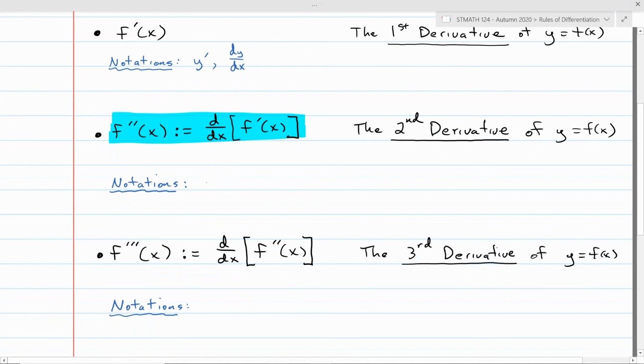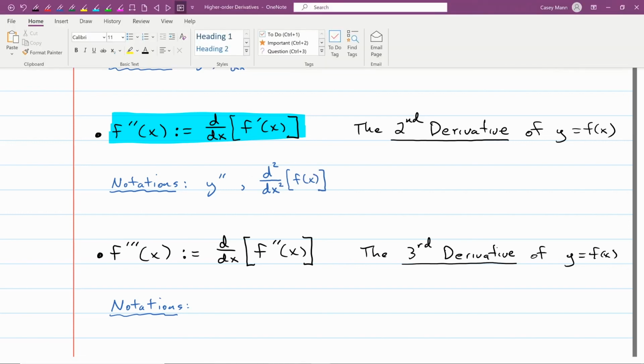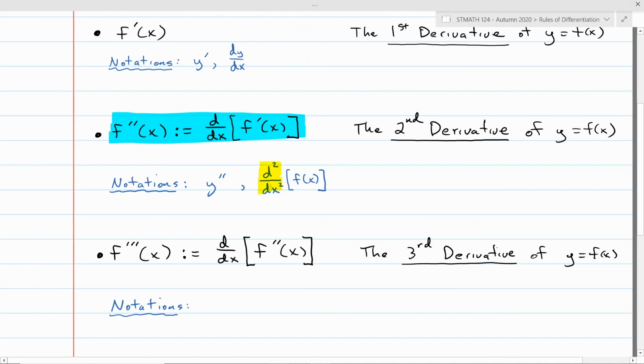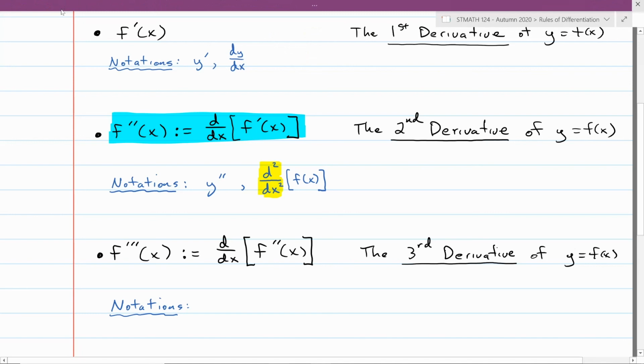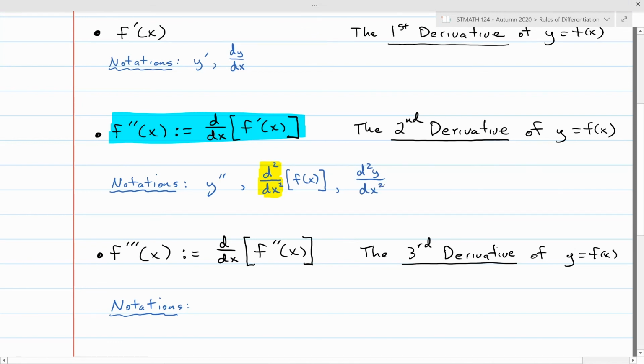So we could also call that just y double prime, but we might also use this notation, d2/dx squared of f of x. That d2/dx squared indicates the operation of doing the second derivative. Of course, anytime you're doing the second derivative, you can't jump straight to it. You have to first do the first derivative, and once you've got that, then you can compute the second derivative. We can also write this as d2y/dx squared. There's another way to write it.